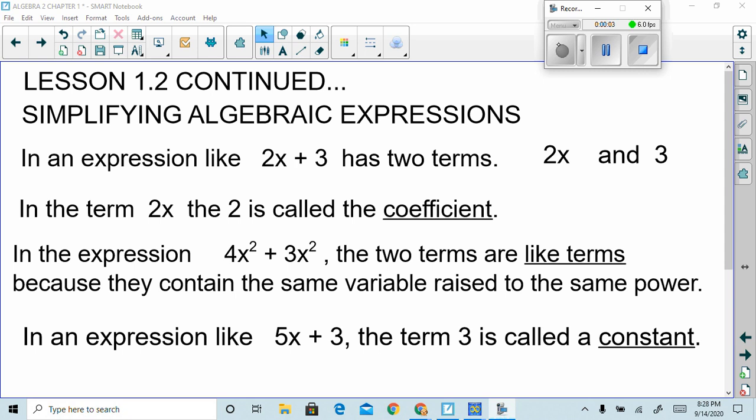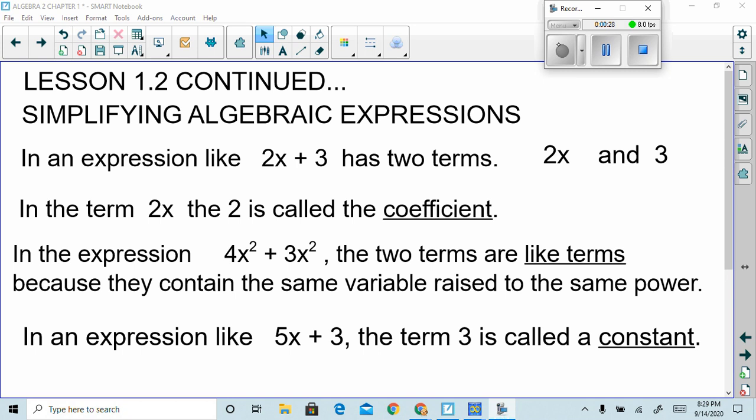Today we're going to continue our lesson on simplifying expressions. In our last class we talked about simplifying numeric expressions using order of operations, and today we're going to look at simplifying algebraic expressions. We're not going to evaluate them, we're just going to simplify them. But there are some key terms that we should be comfortable with in order to do this.